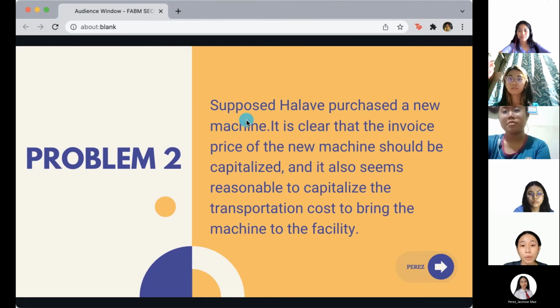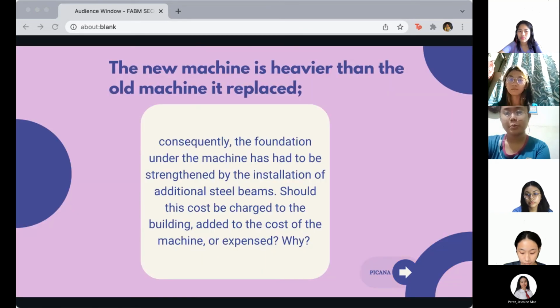Problem number 2. Suppose Halave purchased a new machine. It is clear that the invoice price of the new machine should be capitalized, and it also seems reasonable to capitalize the transportation cost to bring the machine to the facility. The new machine is heavier than the old machine it replaced. Consequently, the foundation under the machine has to be strengthened by the installation of additional steel beams. Should this cost be charged to the building, added to the cost of machine, or expensed?